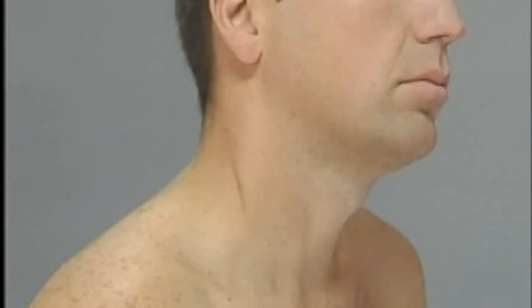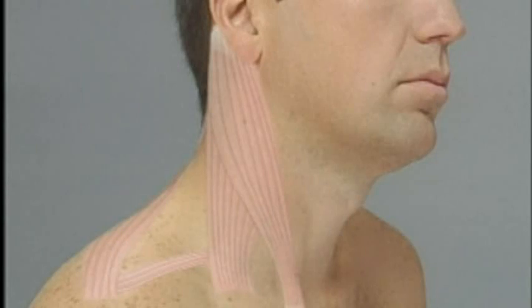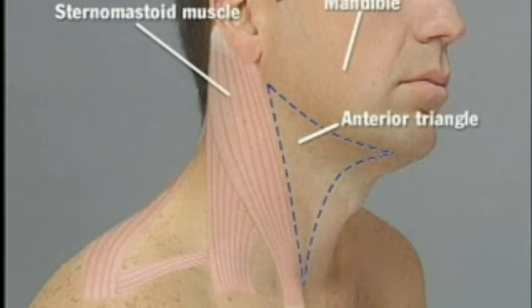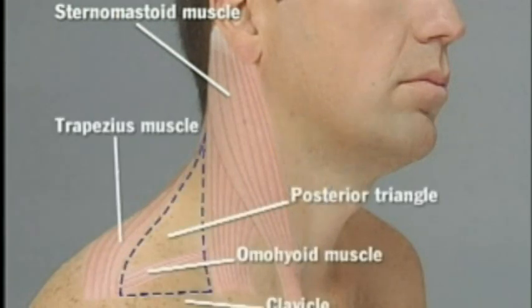Before we examine the neck, let's look at the pertinent structures. For descriptive purposes, each side of the neck is divided into two triangles by the sternomastoid muscle. The anterior triangle is bounded above by the mandible, laterally by the sternomastoid, and medially by the midline of the neck. The posterior triangle extends from the sternomastoid to the trapezius and is bounded below by the clavicle. A portion of the omohyoid muscle crosses the lower portion of the posterior triangle. Inexperienced examiners may mistake the omohyoid muscle for a lymph node or mass.